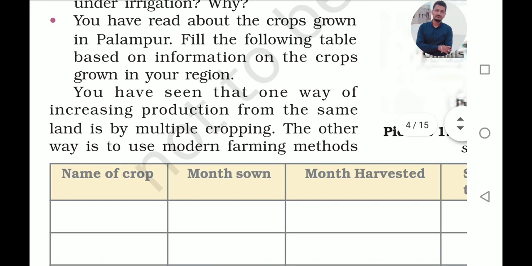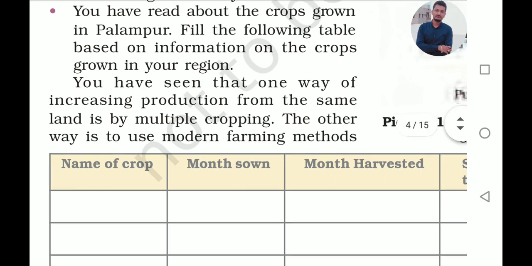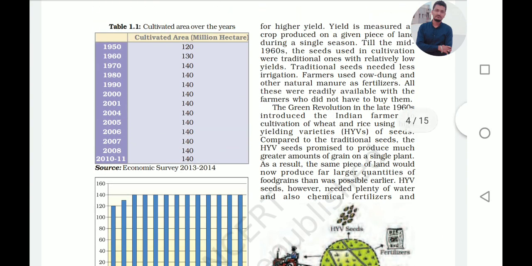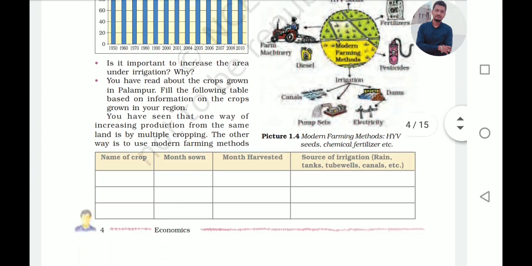Let us discuss further. You have seen that one way of increasing production from the same land is multiple cropping, and with that, one more way is there, that is the modern farming method. So students, multiple cropping we discussed. Now let us discuss modern farming. Modern farming, as per the name, is farming where modern equipment and modern inputs are used.